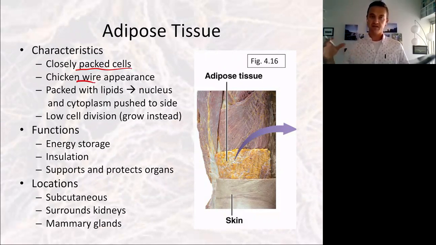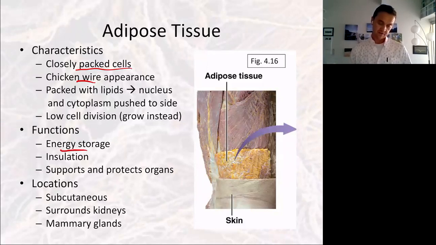And those cells are just packed with lipids, okay? So much so that the nucleus is just completely pushed to one side of the cell, okay? And so the cells don't divide very often. They grow instead. They get larger. Main functions are energy storage, insulation, support, and protect organs.